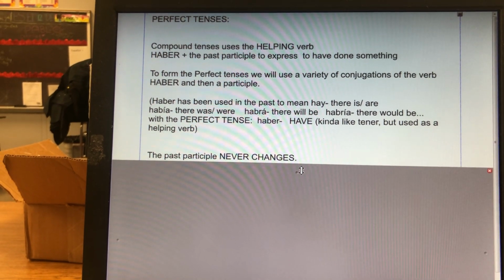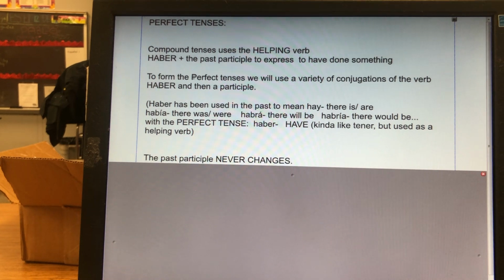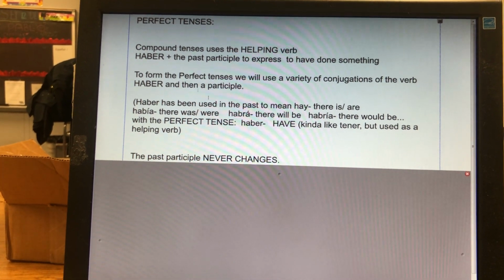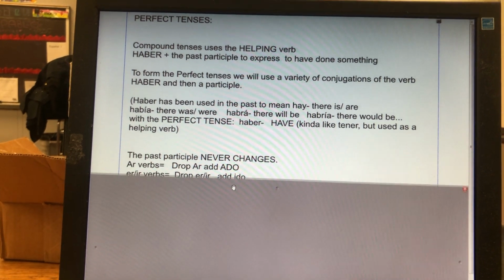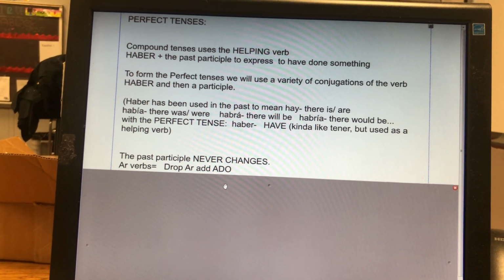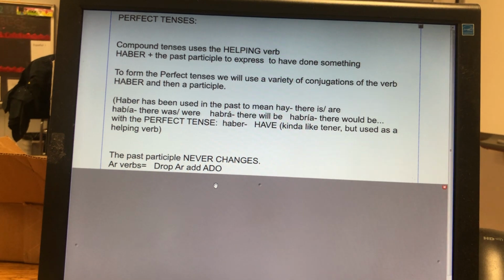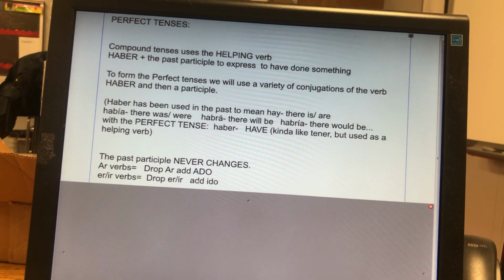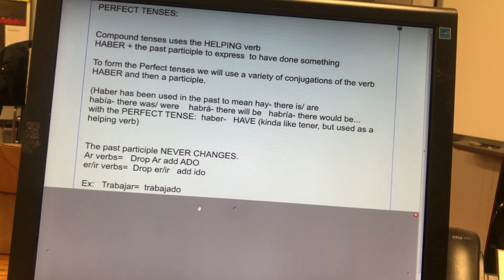So the first thing we're going to learn is the participle. So haber plus the past participle. How do you form the past participle, which is the second part of this? Well, if it's an AR verb, you're going to drop the AR and add ado. If it's an ER or IR verb, you're going to drop the ER or the IR and add ido.